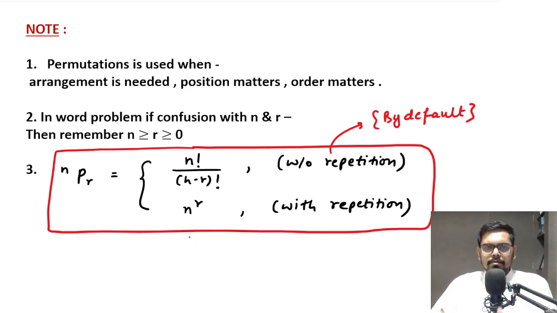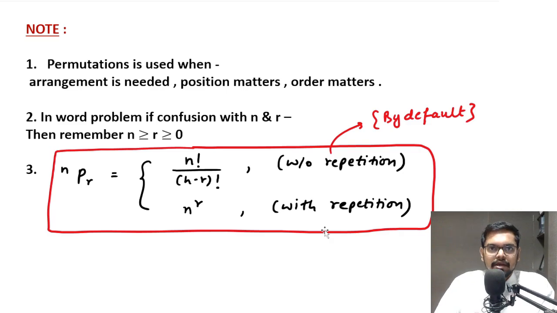Okay, coming to some keynotes, in word problems, what we have to make sure is that permutation is used when arrangement is needed, position matters, order matters. In those scenarios only permutation would be used. Now some students may have a doubt, sir, what are the scenarios where position does not matter, where order does not matter, where arrangement is not needed?